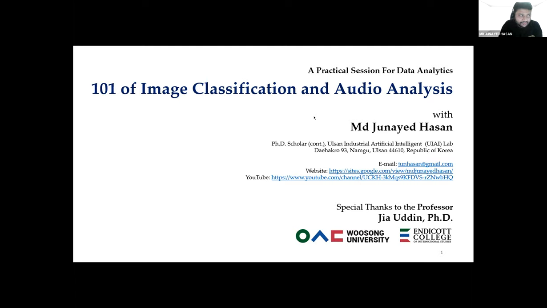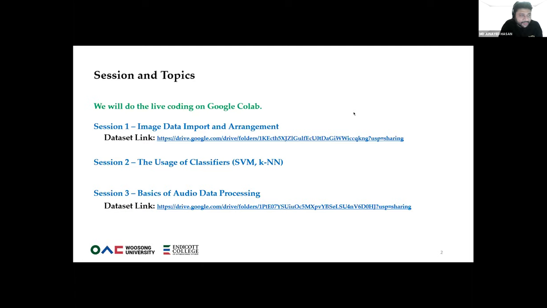So the title of today's session is 101 of image classification and audio analysis. 101 means the very basic. The plan is we will mostly do the coding with Google Colab, because in Google Colab we do not need to install any type of library most of the time, and it is online based, so anytime we can do anything.